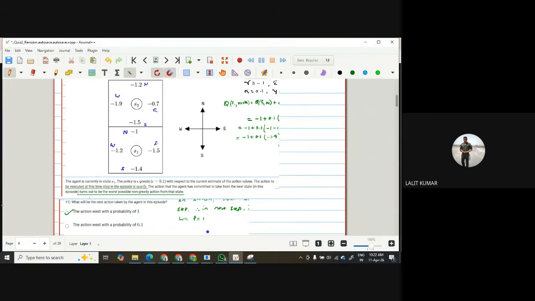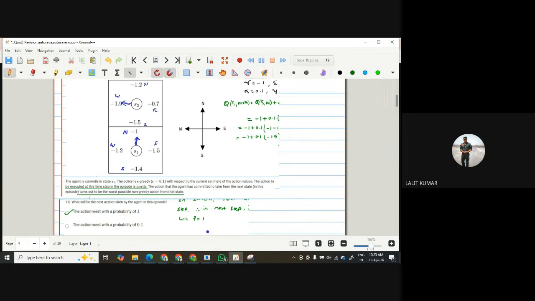The agent is currently in state S1. It is here. The policy is epsilon greedy, where epsilon is equal to 0.1 with respect to the current estimate of the action values. The action to be executed at this time step in the episode is north. So already they have said that it has taken an action north. The action that the agent has committed to take from the next state, S2, in this episode turns out to be the worst possible non-greedy action. So the worst action is which will be what?